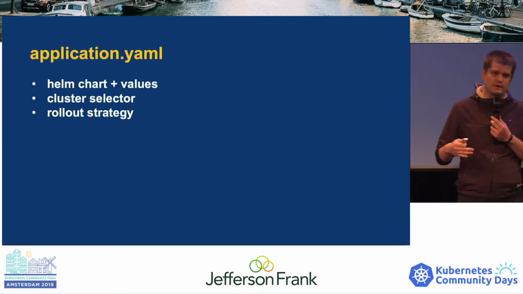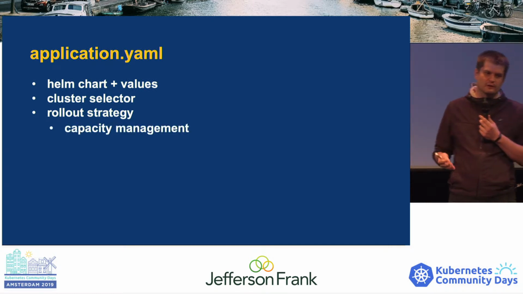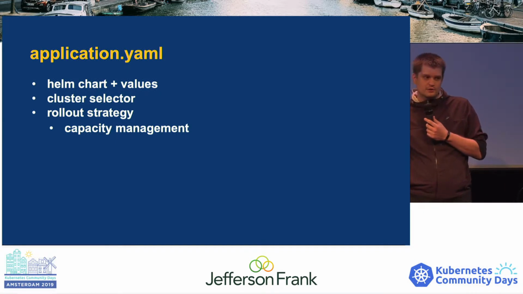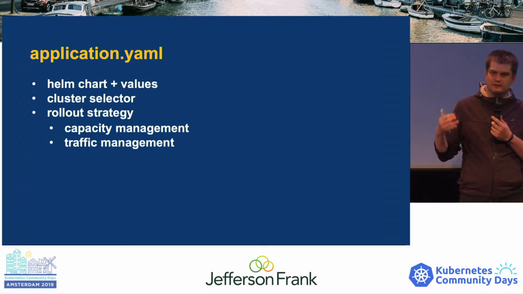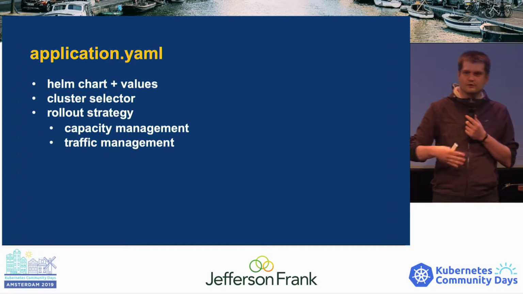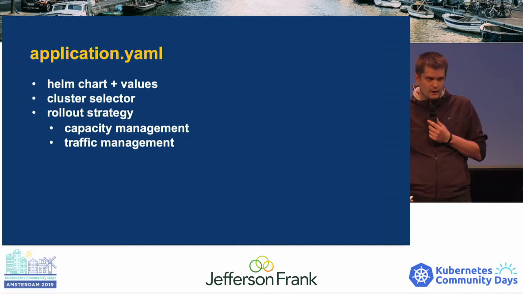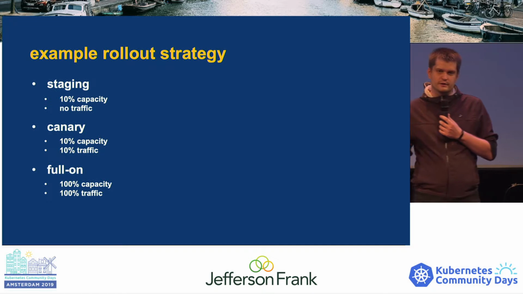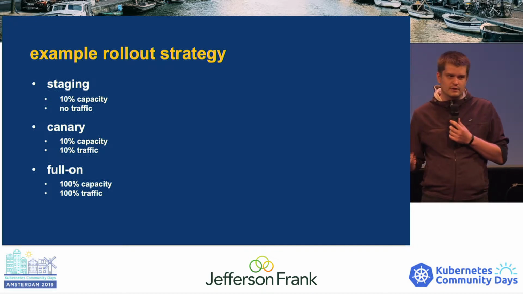Each step inside this rollout strategy controls 2 aspects. Aspect number 1 is the capacity. This is literally how many pods of a certain version an application should have right now. And the second one is the traffic. This is how much of the production traffic should go to that particular version. By default at Booking, our example rollout strategy, as already mentioned, consists of 3 steps.